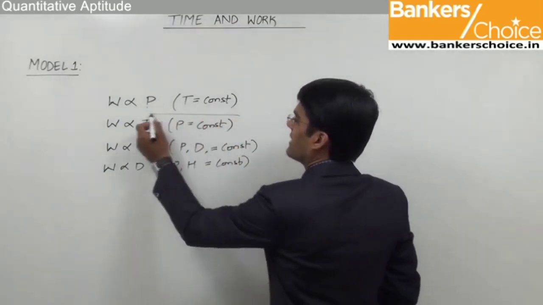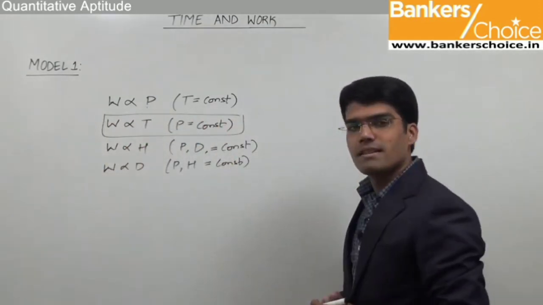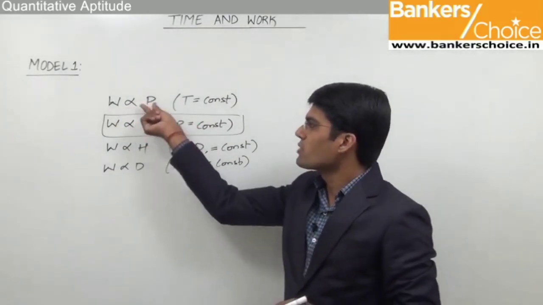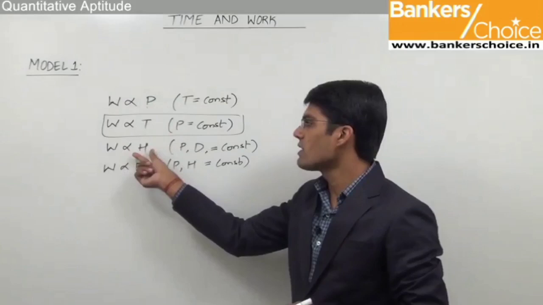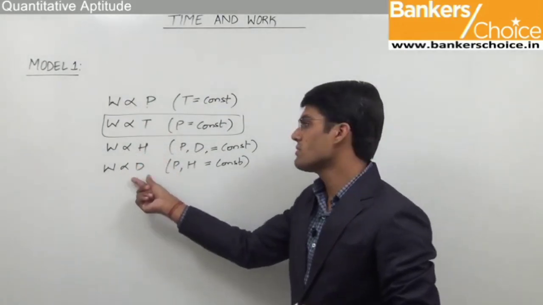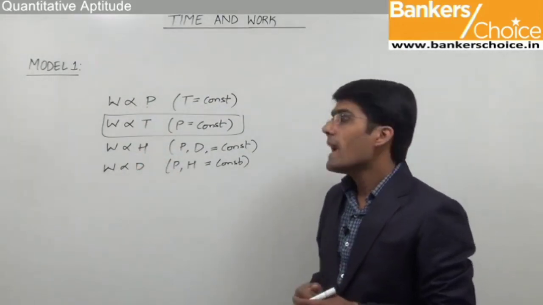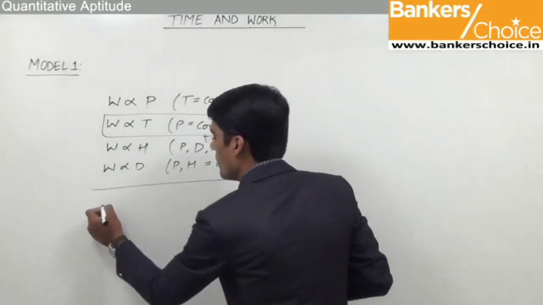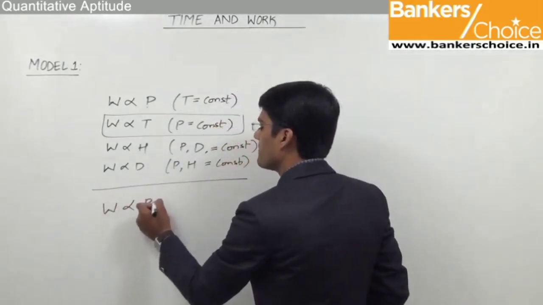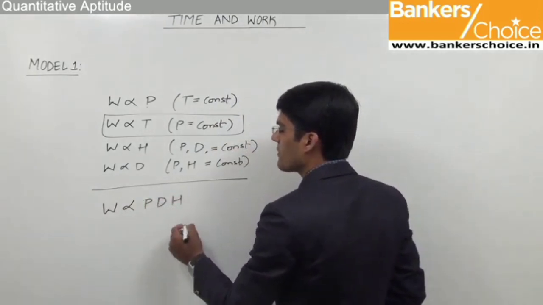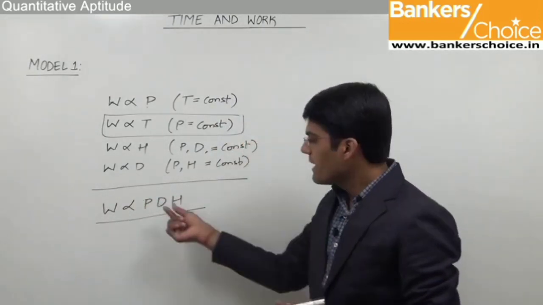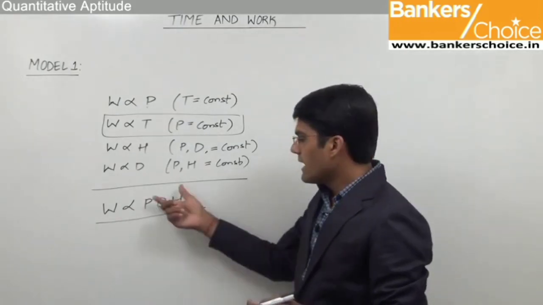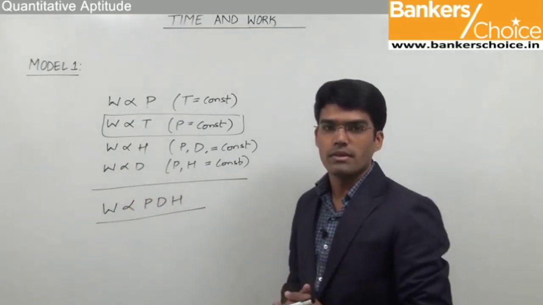So if the time is classified as number of hours and number of days, then we have these three relationships. That is, work is proportional to number of persons, work is proportional to number of hours per day, and work is proportional to number of days for which you work. And when all these three are varying, we can have a combined relationship, that is, work is proportional to number of persons times number of days times number of hours per day. So as any of these three parameters increases, the work done will increase. And when any of these three decreases, the work done will also decrease.